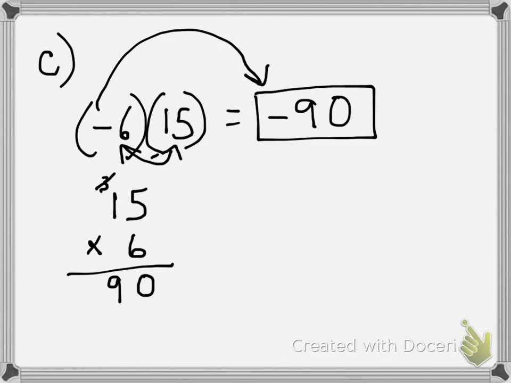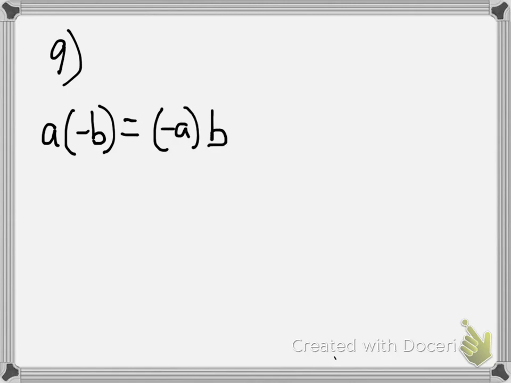Now, number 9 is dealing with the property of opposites in problems for all real numbers a and b. A times -b, so once again, when they touch the parentheses, it's multiplication. That means that -a times b, so once again, a times b, one negative. A times b, one negative. And that is going to equal a times b, and we can put that in parentheses. We can also put that as just ab.